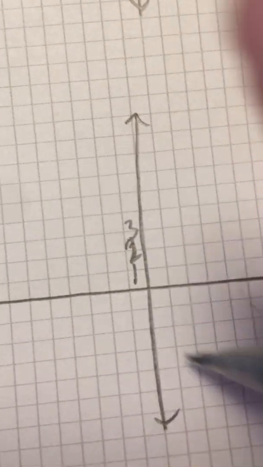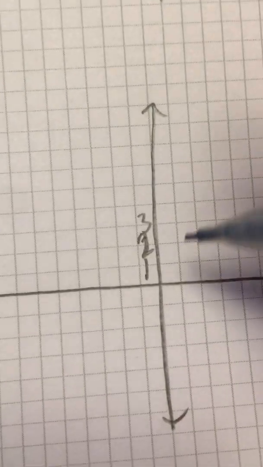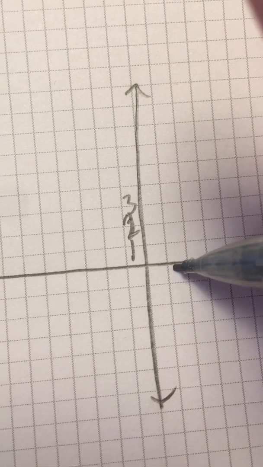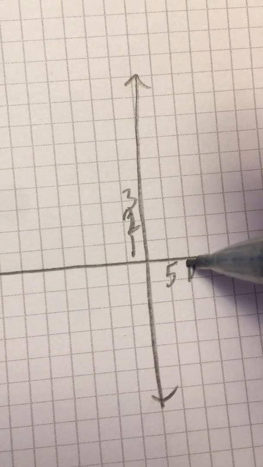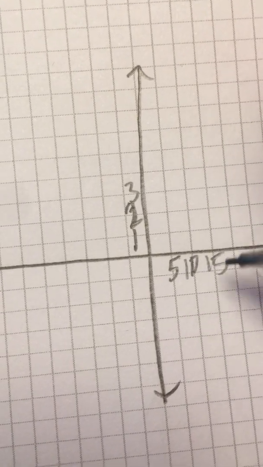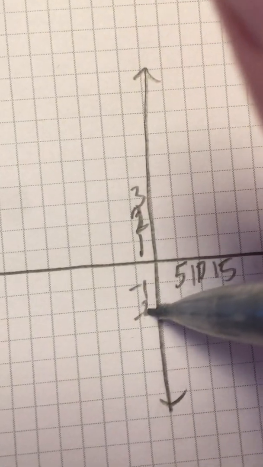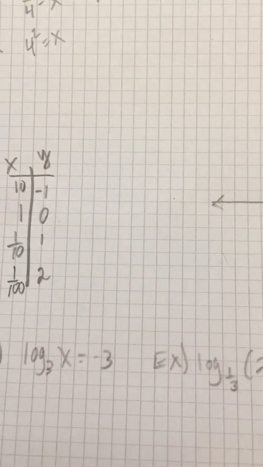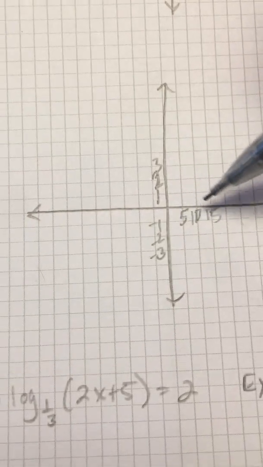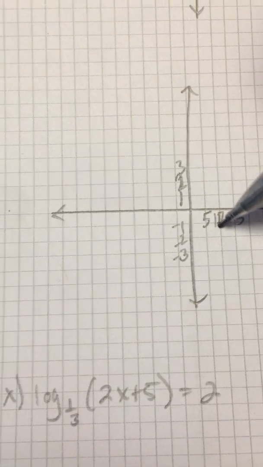And then on my x, I'm going to count by 5s. Maybe I should do 2s. 5, 10, 15, -1, -2, -3. Okay, so in my table, I have to go 10 to the right and down 1.